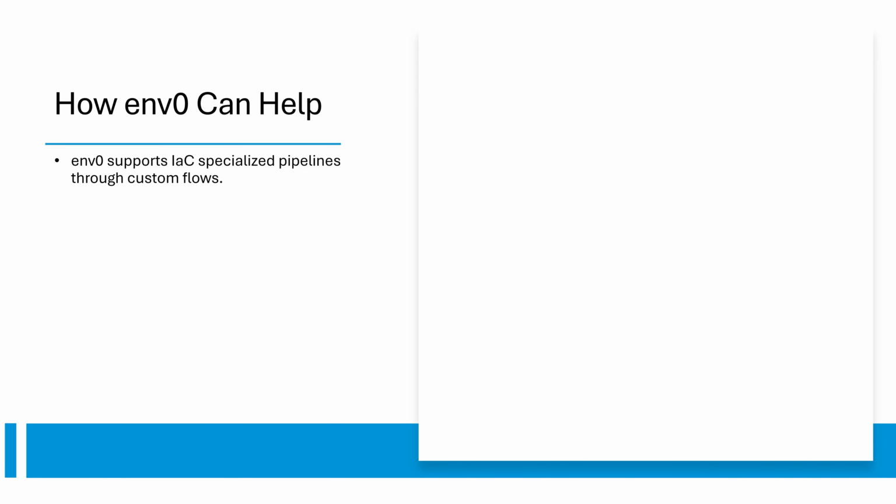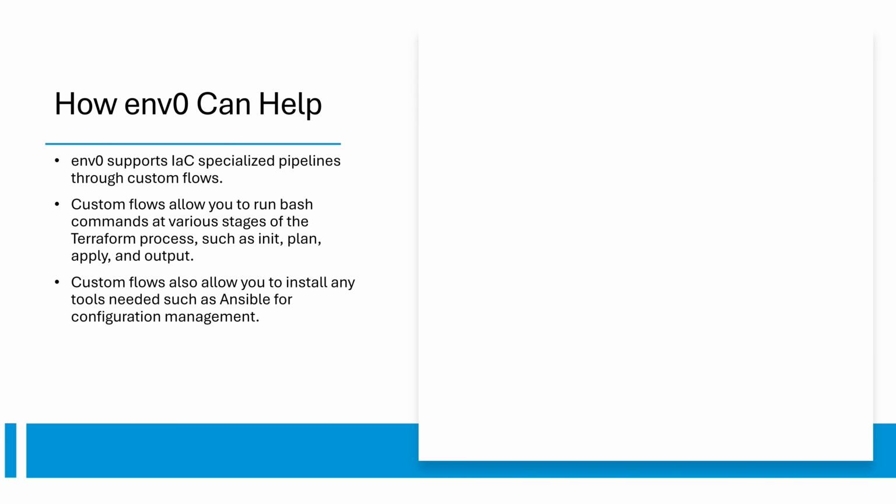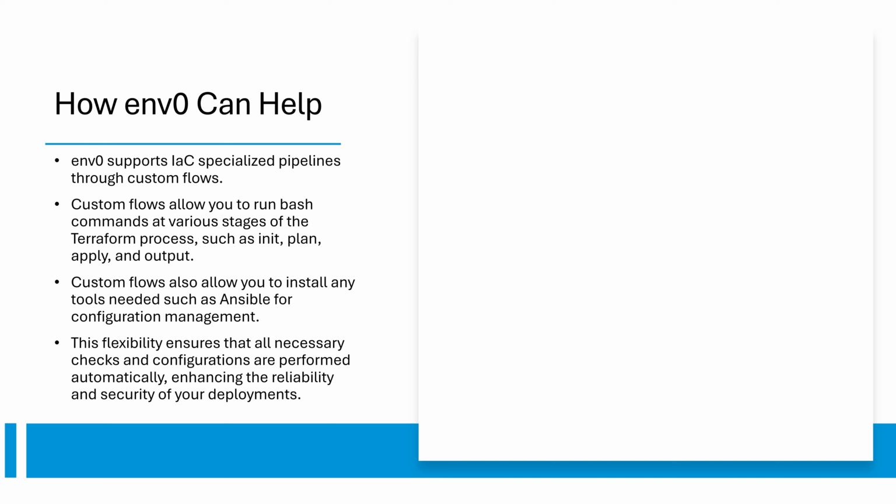N0 supports infrastructure as code specialized pipelines through custom flows, which I really like about N0 because now you don't have to worry about GitLab or GitHub Actions and create your own pipelines through another tool. It's all embedded within N0. And those custom flows allow you to run bash commands at various stages of the Terraform process, such as init, plan, apply, and output. And custom flows also allow you to install any kind of tool that you need, such as Ansible for configuration management. And this flexibility really ensures that all your necessary checks and configs are performed automatically, which enhances the reliability and security of your deployments.